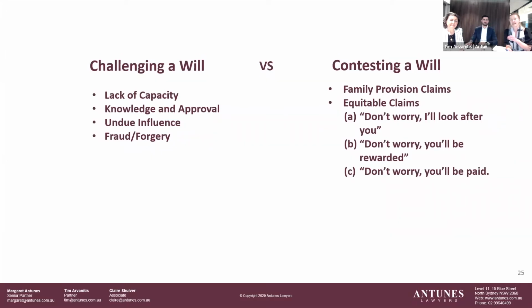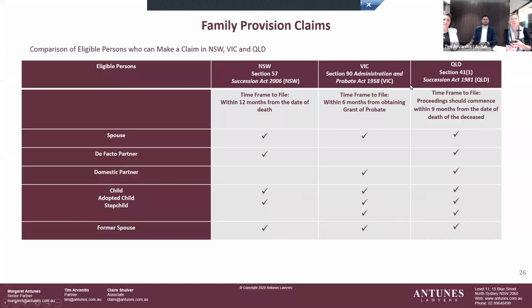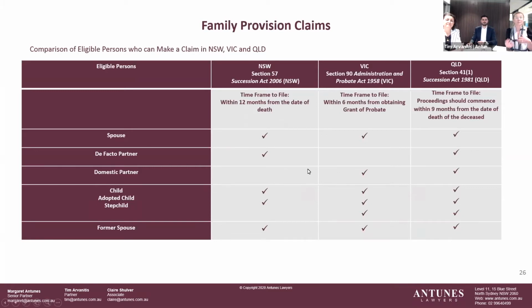So if we just go to the next slide. We've done a table for you all to look at in your own time to see there are slight differences between the jurisdictions depending on where the deceased has passed away or where the majority of the assets of the deceased are. So generally speaking, and Margaret's touched on this earlier, eligible people include spouses, de facto partners, domestic partners in Victoria and Queensland, which is a de facto partner, children, adopted children, stepchildren, former spouses. So you could have multiple claimants on your estate.